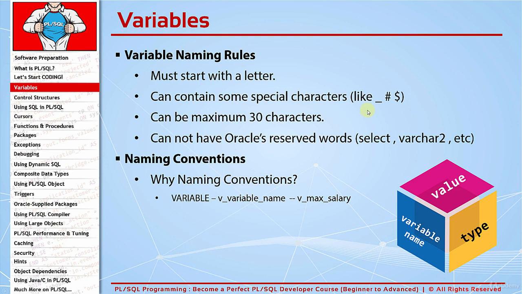We write v underscore variable name. We start with v and write our name with an underscore for every word. For example, v_max_salary.